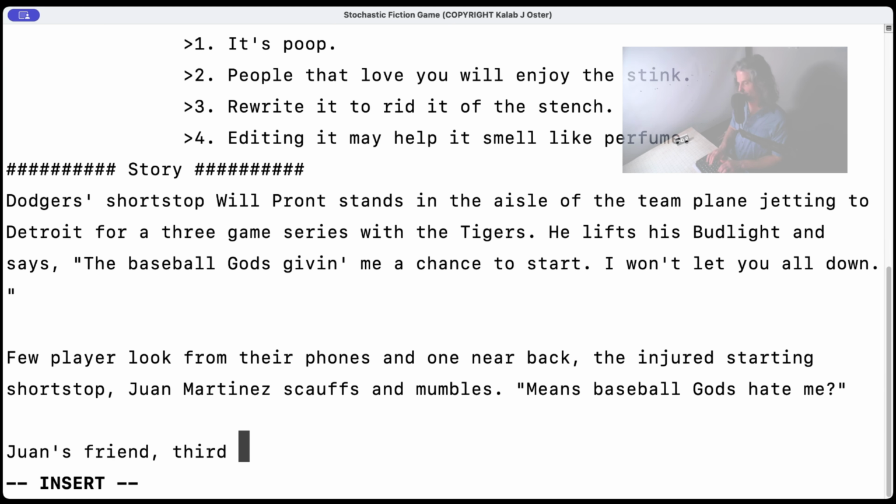Third base. Oh, I don't know. I'm trying to think of some names here. Juan's friend, third base, Aaron Davis, says with a yawn, you'll get back.